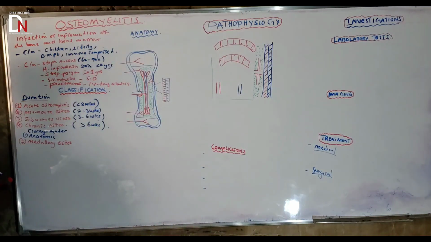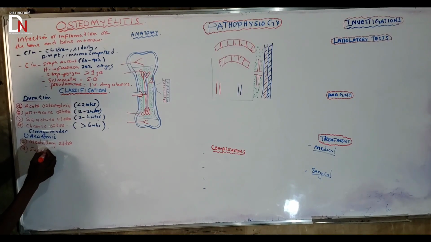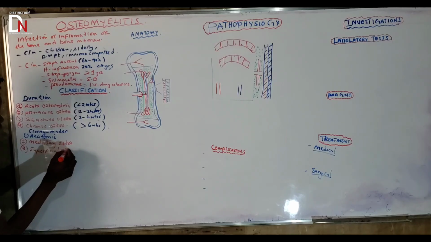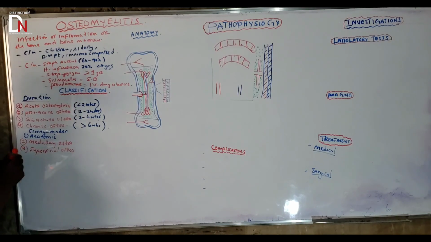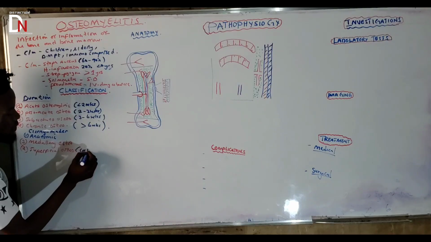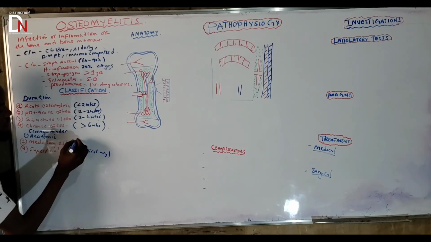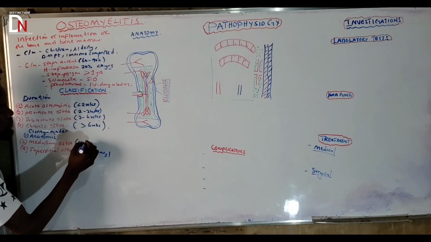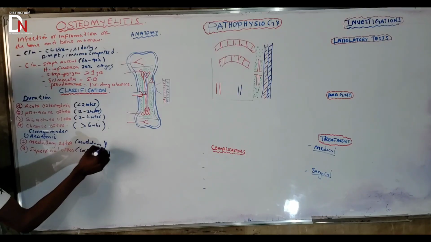What is the other one apart from medullary? Another one is what we call superficial osteomyelitis. This one is affecting only the cortical bone, not the medullary cavity. We are saying it's not affecting the medullary cavity, only the cortical bone.